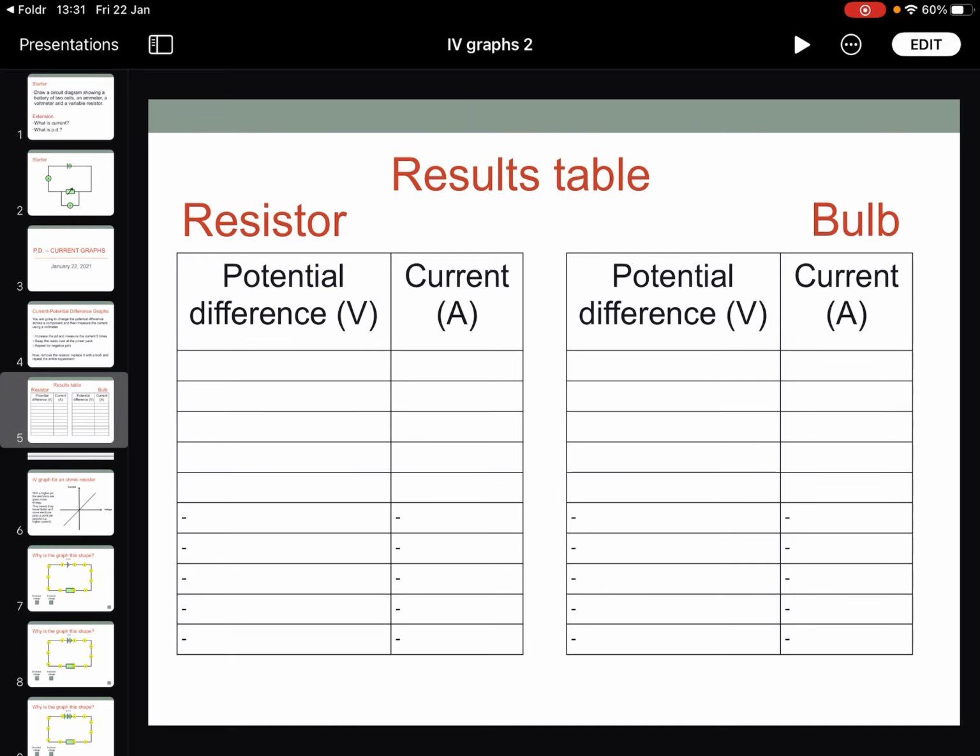So if we were in school, we'd be doing this experiment. My cat's just come to say hello, which means she's going to start meowing to go out the door in a second. So sorry if you start hearing her meow. I'm ignoring her whilst I do this video.